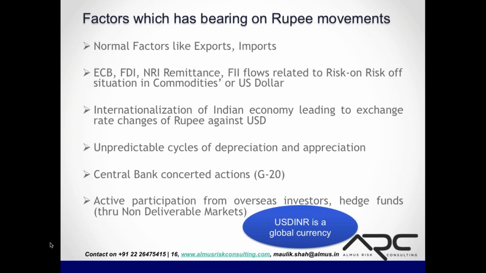Also, over a period of time, India as an economy has internationalized. We are connected with the global economy, so whatever happens in the global market also has an impact on the Indian economy and on dollar rupee in particular. There are unpredictable cycles of depreciation and appreciation. The other important factor is the central banks worldwide: how do they view currency market volatility? And the point I want to highlight here is, all of us know that since January we have seen market turmoil, with huge volatility. Dollar rupee moved up from 66 to almost 68.5.